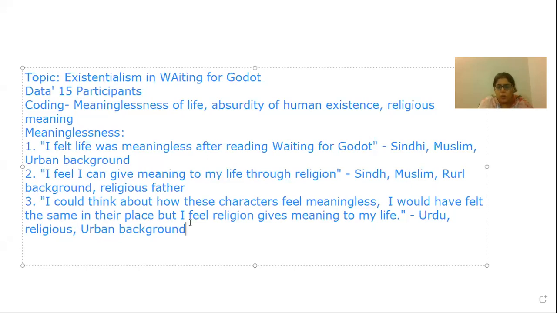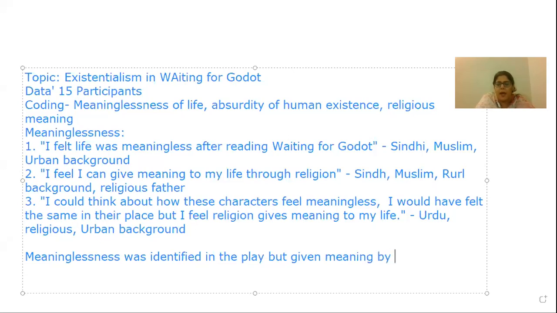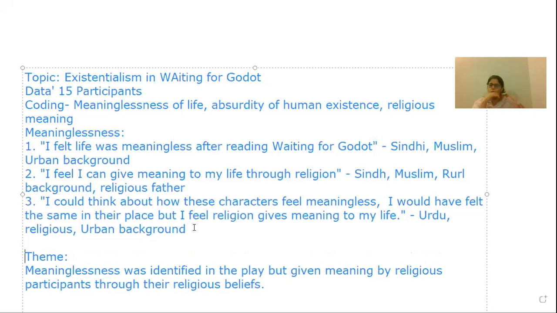So you could find a theme, a pattern that meaninglessness was identified in the play, but given meaning by religious participants through their religious beliefs. Okay? This is your pattern or theme that you have identified in your data through your codes. Does that make sense?